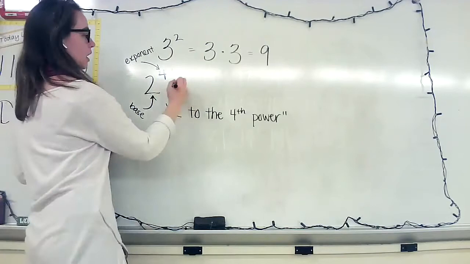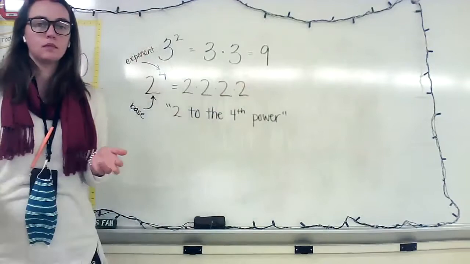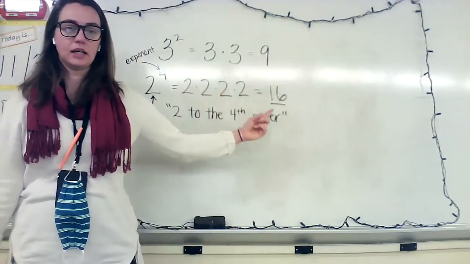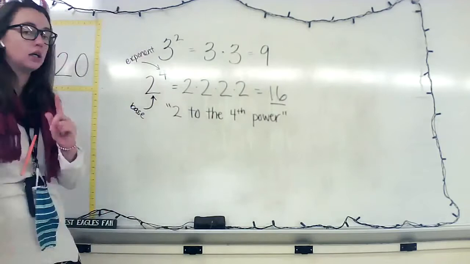So this is going to be 2 times 2 times 2 times 2. This one you could probably do in your head. 2 times 2 is 4, 4 times 2 is 8, 8 times 2 is 16. 2 to the 4th power is 16. Done.